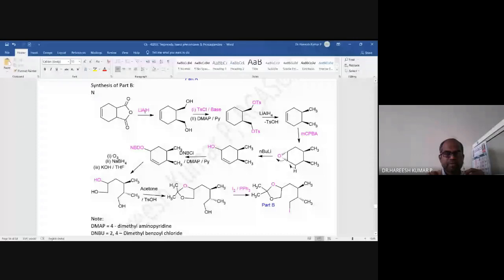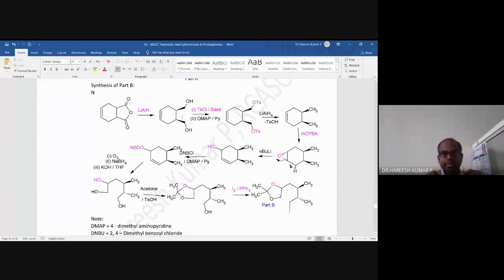So you know that if there is a double bond, tetrahydrophthalic anhydride, when it is treated with lithium aluminum hydride, a reducing agent, it will act as a source of H minus, meaning hydride. Hydride can go over here and there will be a breakage here. Similarly, hydride can add over here and there will be a breakage. So that is how a diol is obtained.